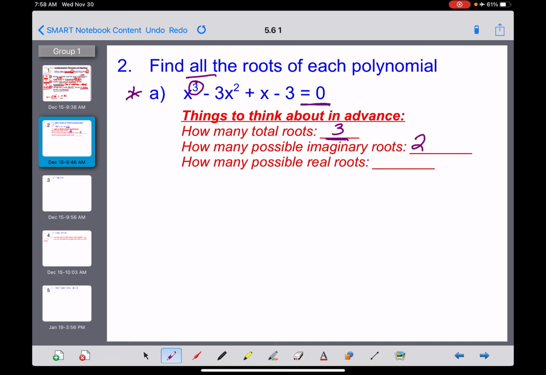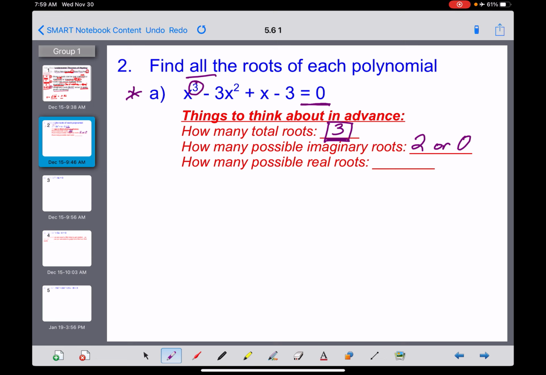That's an even number, less than or equal to 3. Or, people forget about this one as well, 0 is an even number, you guys. That is also less than or equal to 3. You couldn't have 4 imaginary roots because there's only 3 in total and 4 is too many. And you can't have a negative number of imaginary roots. That wouldn't make any sense either. So we're going to have either 2 or 0 imaginary roots.